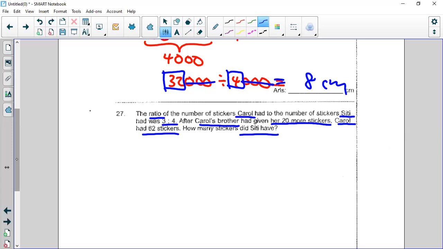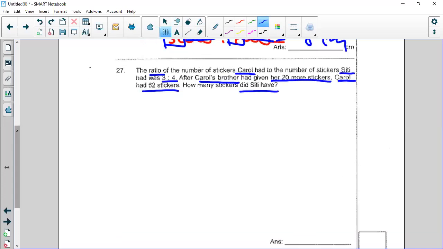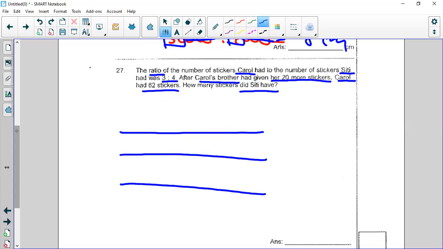So this is a before and after problem. Every time there's a before and after problem, there's an important question you must ask. If you don't ask, then you don't know how to solve. What is the important question? What is unchanged? In this question, City is unchanged because nobody gave her stickers, right? Only Carol's brother. So City is unchanged. Make sure you know how to answer the question of what is unchanged, and then use that to solve the problem.